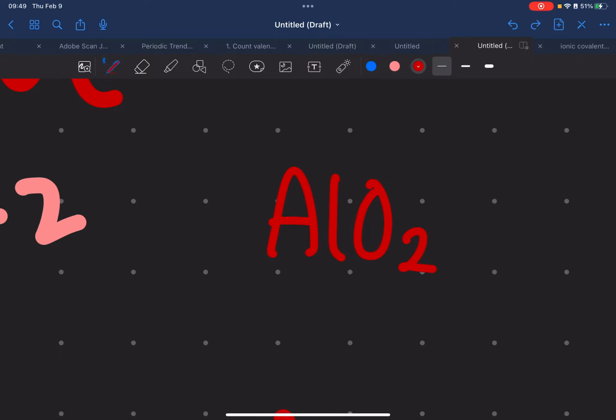That -2, let's do it in a different color. That -2 gets multiplied by the 2 to make a total of -4. And our aluminum, remember, our 1 aluminum has a charge of +3. Those do not cancel each other out. So that's not how we do this.